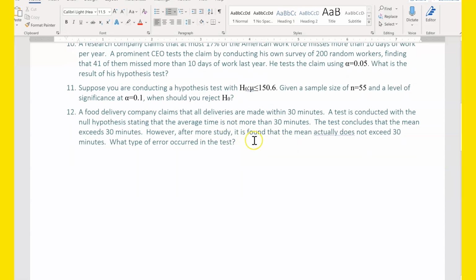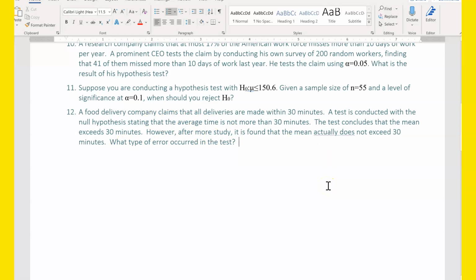And finally, number 12, this is something that we went over in section 7.1. Okay, a test is conducted. The null hypothesis states the average time is not more than 30 minutes. The test concludes that the mean exceeds 30 minutes, so the test concludes that the null hypothesis is false. But after more study, it's found that it does not exceed 30, so the null hypothesis is actually true. So we rejected a true null.